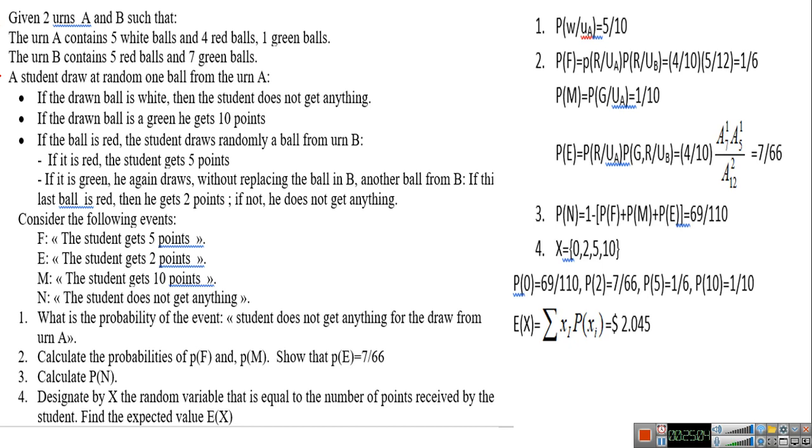Two problems remain to talk about. Given two urns A and B such that in urn A we have 5 white and 4 red and 1 green. Urn B you have 5 red, 7 green balls. A student draws at random one ball from the urn A. We want to draw one ball from the urn A.